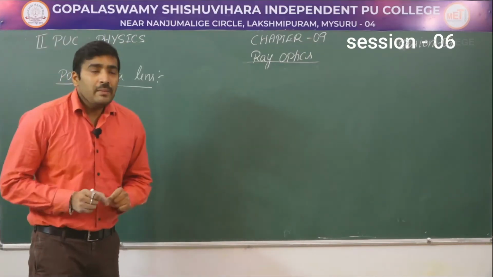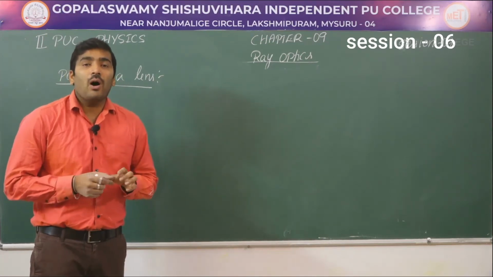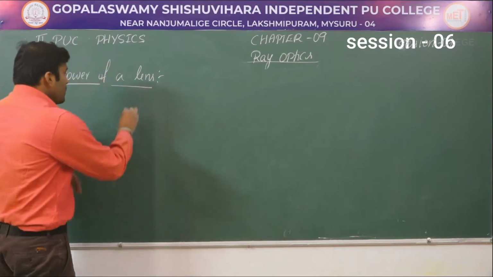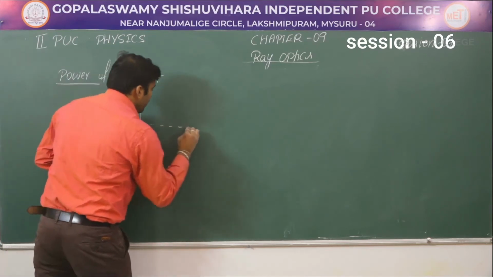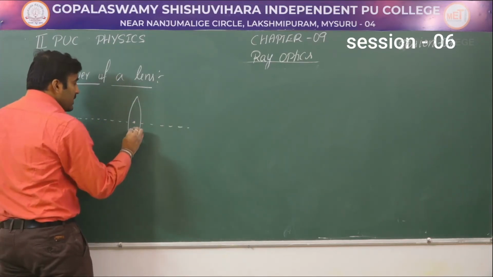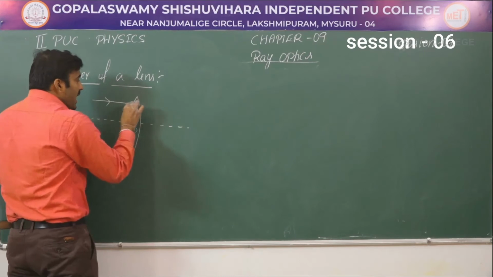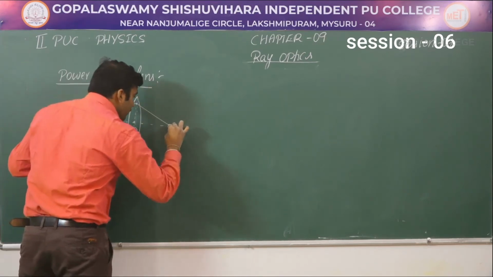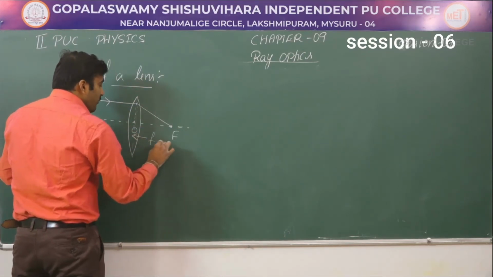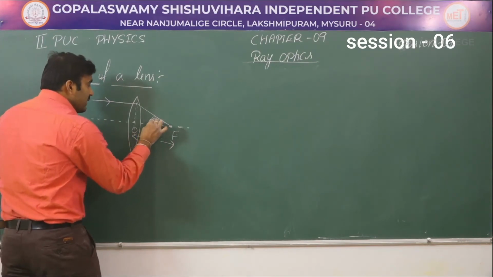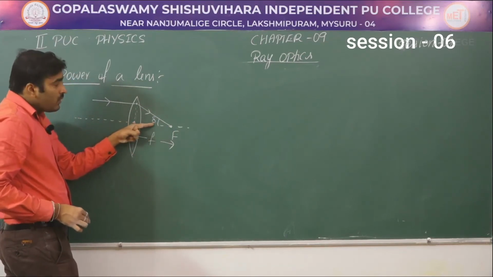Now let us understand the next concept, which is a very important one, the power of a lens. So what do we mean by the power of a lens? The power of a lens is the ability of a lens to converge or diverge the incident beam of light. Suppose you consider a convex lens, let me draw a principal axis and this is the optical center. Let a ray of light be incident on this convex lens and it will be refracted towards the focus. Say this is the focus, therefore the distance from the optical center to the focus is the focal length f, and say the angle made by the refracted ray with the principal axis is delta.